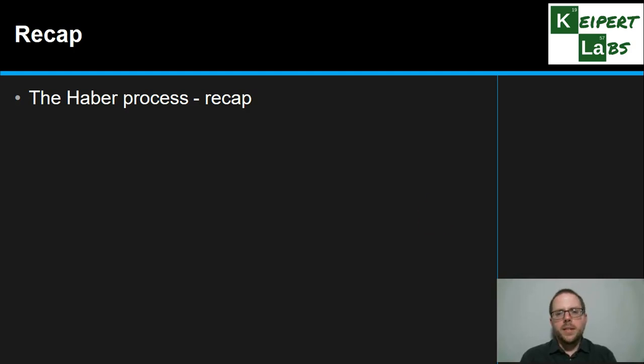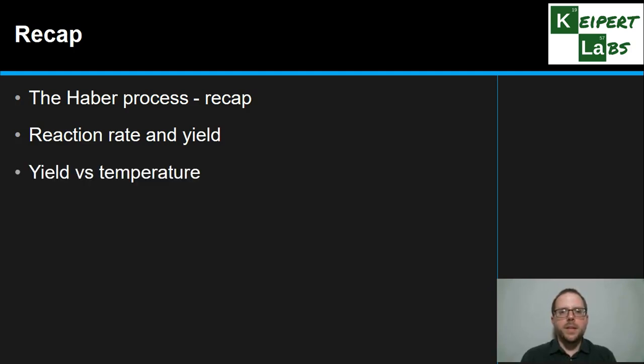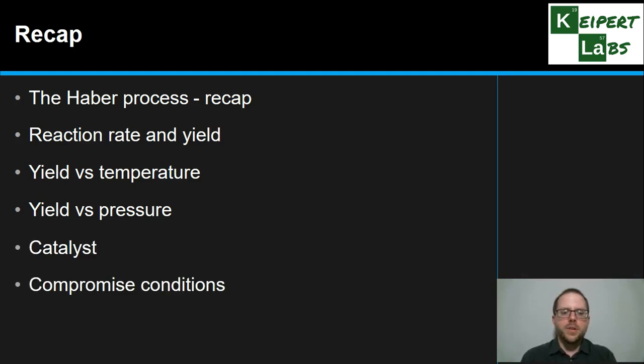So we reminded ourselves about some of the chemistry of the Haber process that's involved in an equilibrium reaction. We looked at and defined reaction rate and yield to help contextualize what we needed to learn more about. We then looked at the effect of temperature on yield. We looked at the relationship between yield and pressure. We looked at the role of a catalyst, and then we looked at how compromise conditions can be developed to help get the best balance of all of these factors in the production of ammonia.